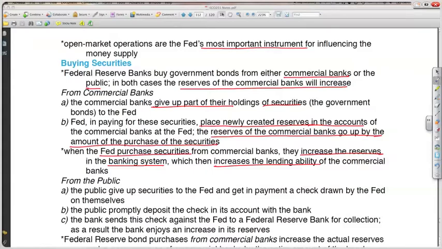Now, the other thing the Fed can do is buy these securities from the public. The public gives up securities to the Fed, and then they get a payment, a check drawn by the Fed. Then the public deposits the check in an account with a bank. The bank sends the check against the Fed to a Federal Reserve Bank, thus enjoying an increase in its reserves.